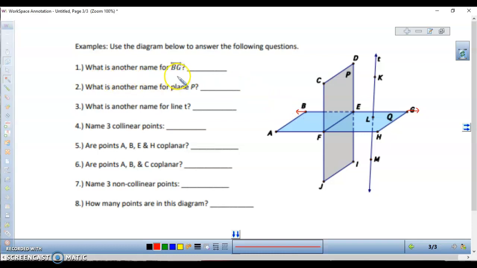So if I want another name for line BG, I just need any 2 points that are on it, other than B and G. So I could call it line GB, I can call it line BE or EG. You have a lot of choices. You just need another combination of 2 letters in a different order than B and G of points that are on that line.